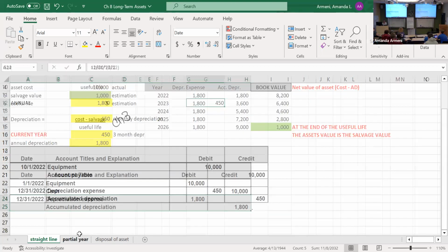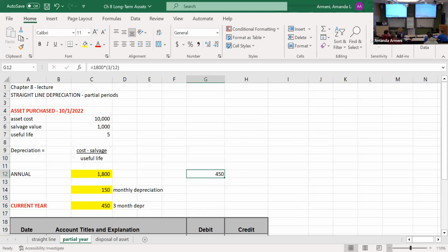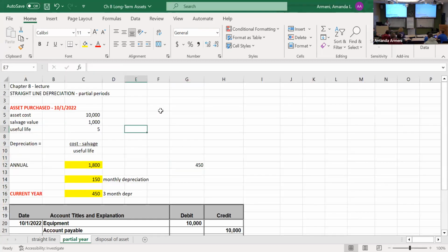In our second circumstance, this same exact asset was purchased, but instead of purchasing it on January 1, we bought it on October 1. And so we had to calculate the partial year depreciation. You didn't use it for 12 months, you only used it for 3, right? And so we had to take our 12-month depreciation and figure out the fraction of it that we had for that first year. 3 out of 12 was our fraction, okay?